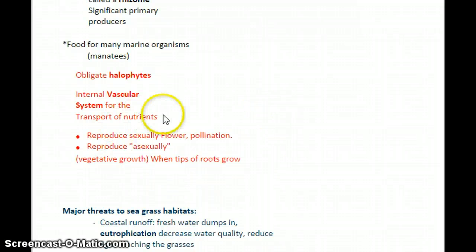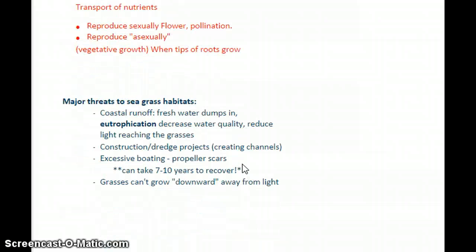So just like plants on land, they reproduce sexually. There's flowers basically that bloom. They're not going to look like flowers you're expecting to see on land, but they do indeed flower, and pollination occurs the same way. They undergo vegetative growth, so that's the part of their reproductive system that's asexual, so they grow upwards or down into the sediment when their roots grow.